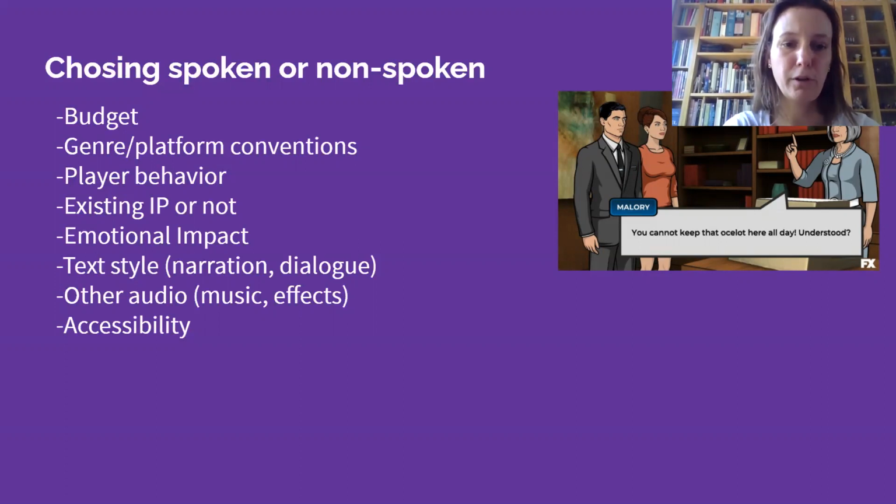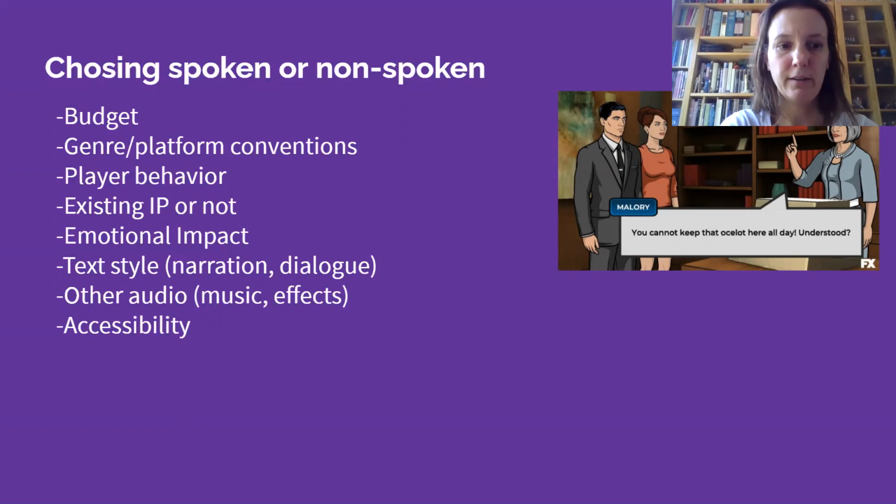Same goes for audio. I already mentioned it. What's your audio design going to sound like? Do you have music? Do you have effects? Would that whole mix benefit from using voices, or maybe not? Think about that as well.